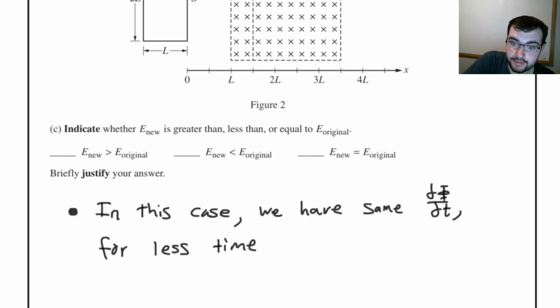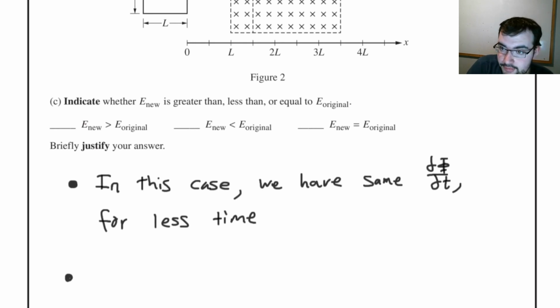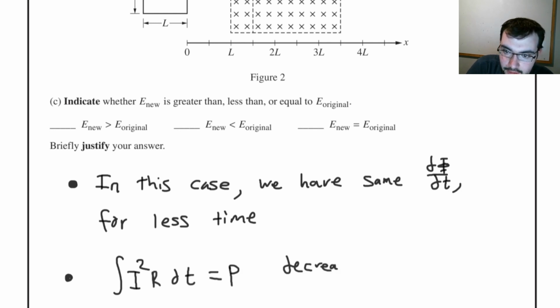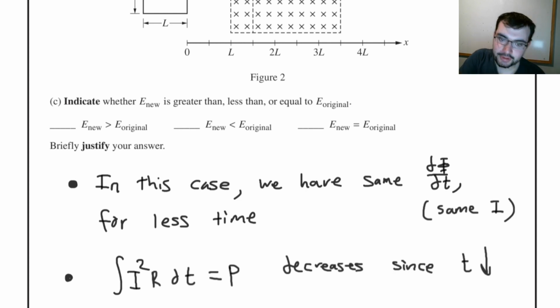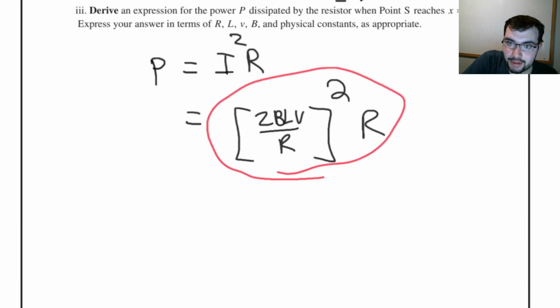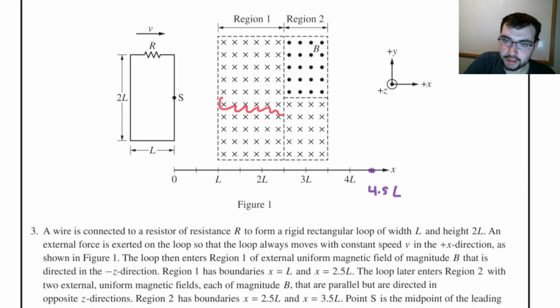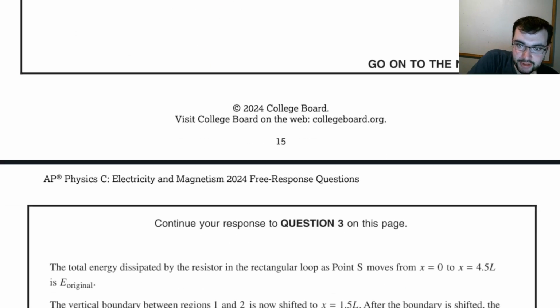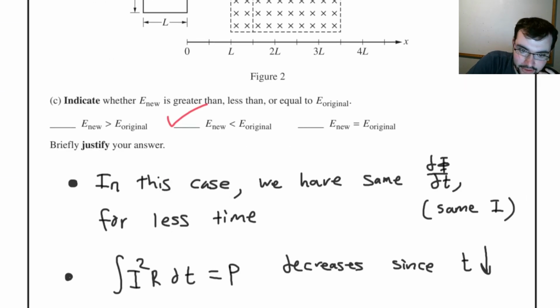So if we're inducing the same EMF for less time, what this means is that the integral of I squared R decreases. So power, this is power, decreases since t decreases. Same d phi dt means we get the same I induced, but just for less time. So the new power is less. That's kind of tricky, because I get all this distance to increase my flux, but if I decrease my flux changing region to this part, I'm doing the same induced current, but just for less time. So I can't generate as much power.